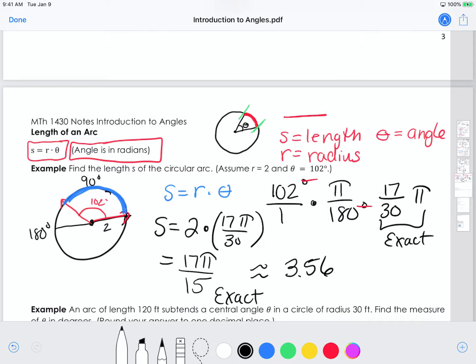Now, if the problem told us that the radius was in inches or feet or something like that, we would have to make sure to include the units in our final answer.